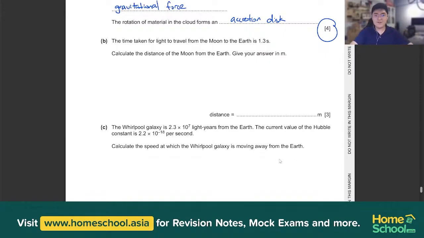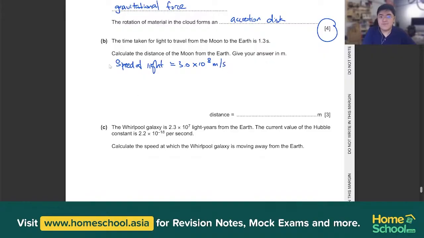And let's move on to part B. The time taken for light to travel from the moon to Earth is 1.3 seconds. Now we need to calculate the distance of the moon from the Earth and give it in meters. First things first, we know the speed of light, right? Speed of light is equal to 3.0 times 10 to the power of 8 meters per second.